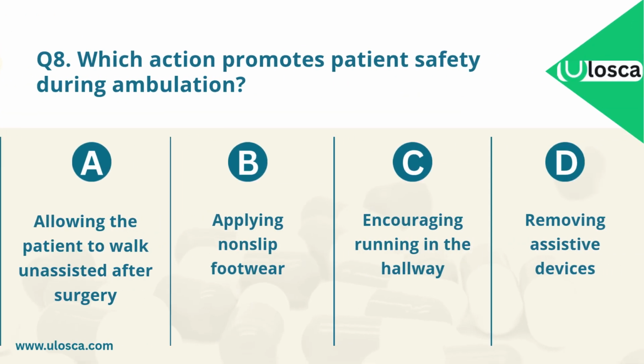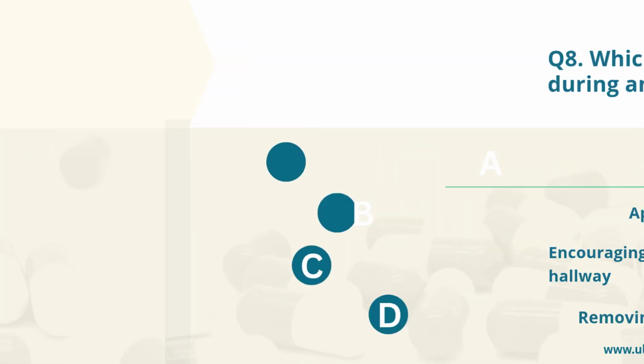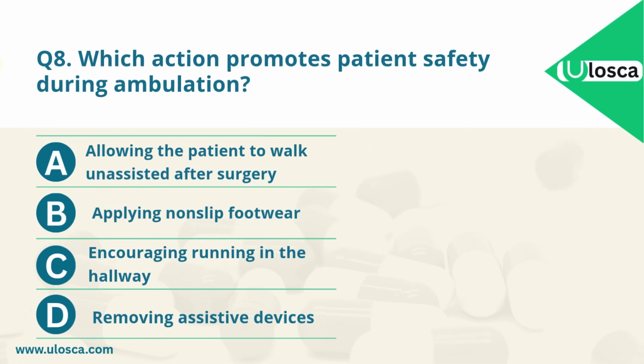Question 8. Which action promotes patient safety during ambulation? A. Allowing the patient to walk unassisted after surgery. B. Applying non-slip footwear. C. Encouraging running in the hallway. D. Removing assistive devices. Which one is the correct answer? The correct answer is B.